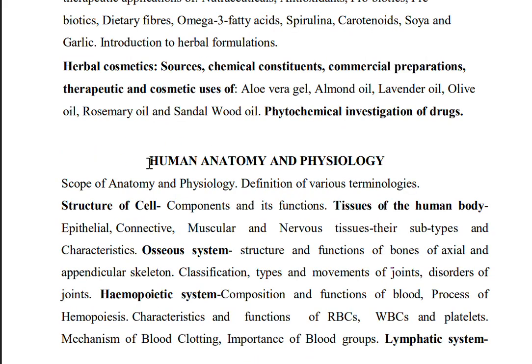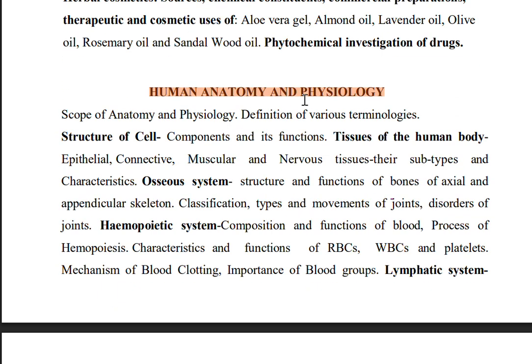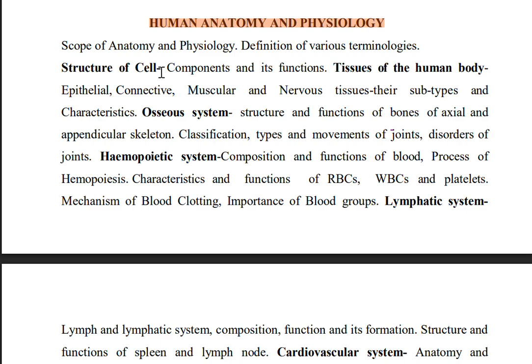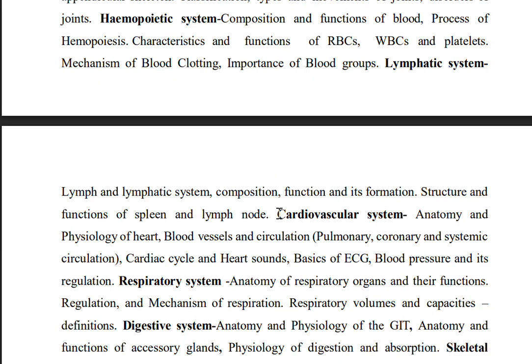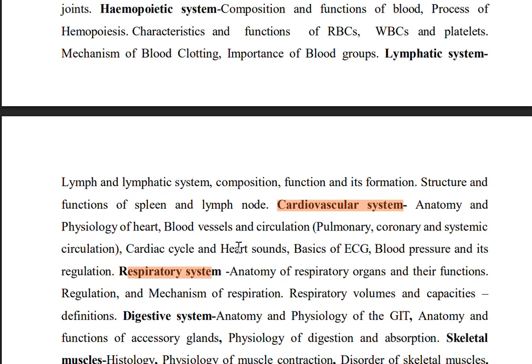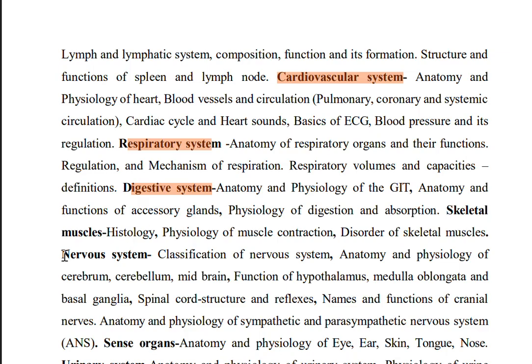Then we have to read human anatomy and physiology, because to answer pharmacology we have to study the human anatomy and physiology. It consists of the structure of the cell, osseous system, that is bone, hemopoietic system, lymphatic system, cardiovascular system, and then respiratory system, digestive system, nervous system. In the nervous system, the function of the hypothalamus, medulla oblongata, spinal cord, and the names and functions of the cranial nerves. There are some cranial nerves along with their functions: olfactory, optic, trigeminal, vagus. Like that, we have to learn the functions.